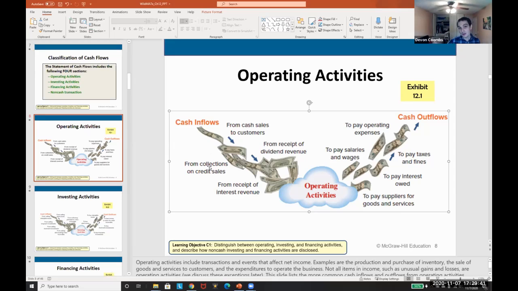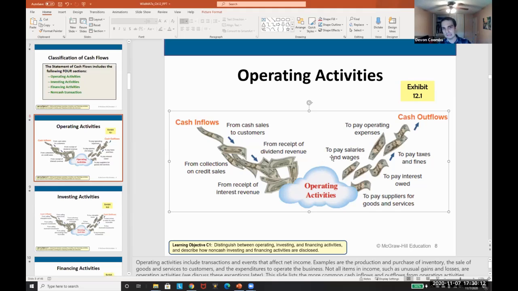If we have collection on credit sales, that's our accounts receivable. If we got cash from a customer, if a customer just gives us cash, that's related to what would have been a short-term asset. Our cash is a short-term asset, so that's part of our operating activities. We got receipt from some kind of interest revenue related to short-term activity. We can even call that an operating activity. Again, there's some new guidance that disputes this a little bit, but for the sake of this book, we can think of short-term assets, short-term liabilities as operating activities.